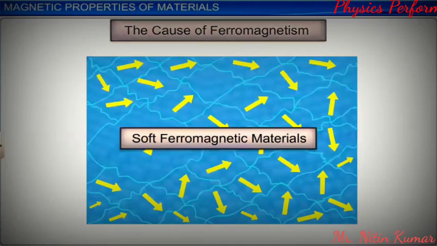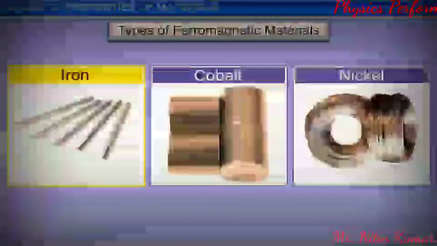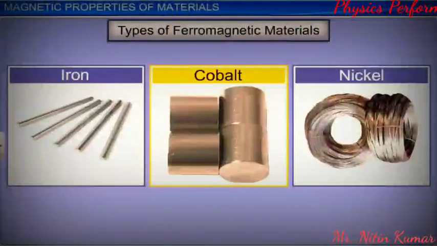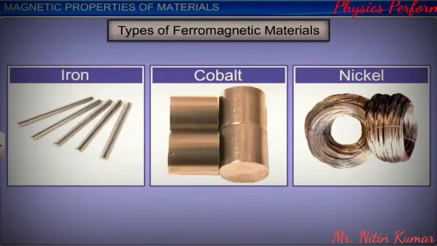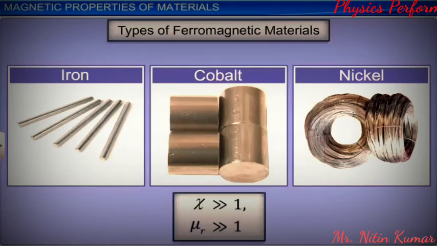Iron, cobalt, nickel, etc. are the examples of soft ferromagnetic materials. The magnetic susceptibility of ferromagnetic materials is positive and very much greater than 1. The relative magnetic permeability of these materials is also positive and very much greater than 1.